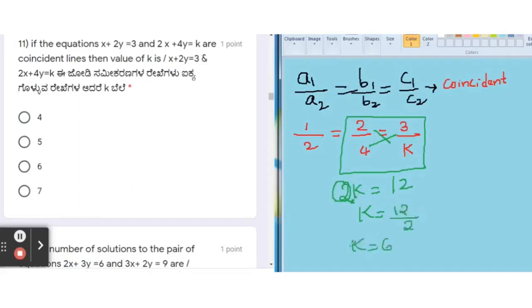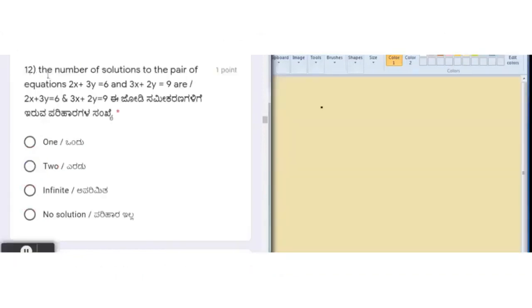So 12 by 2 is 6. So the value of k is 6. You have to circle the correct option C. 6 is the answer. Moving on to the next question in pair of linear equations.